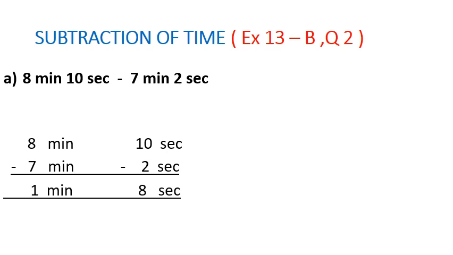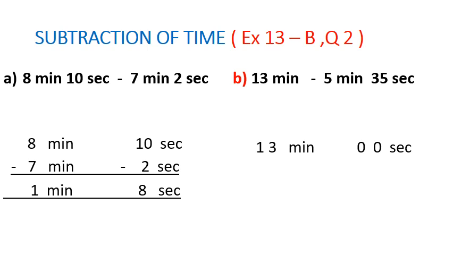Very easy. But the next one is not as easy as this. Let us see the next question. How to subtract 13 minutes minus 5 minutes 35 seconds. So we are going to arrange one by one down. See, 13 minutes means it has 0 seconds. So 13 minutes and 0 seconds. No seconds with us. So you have to put 0, double 0 over there. Now we are going to arrange 5 minutes and 35 seconds below it. Now, can you subtract 35 from 0?